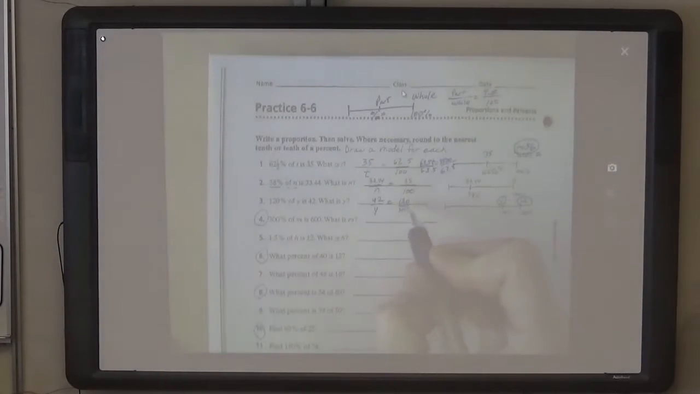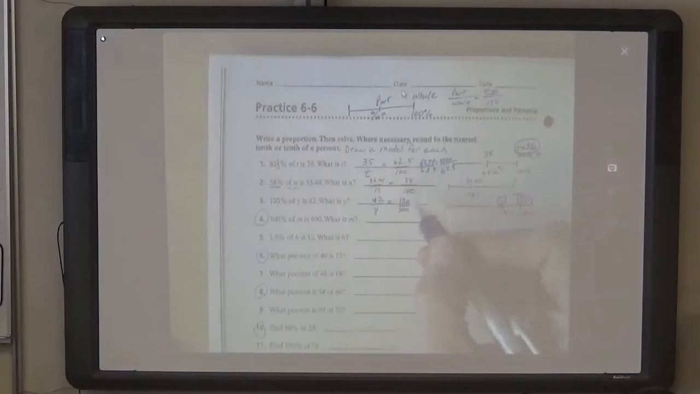To solve it, do 120 times y and 42 times 100. And then divide both sides by the coefficient, 120.